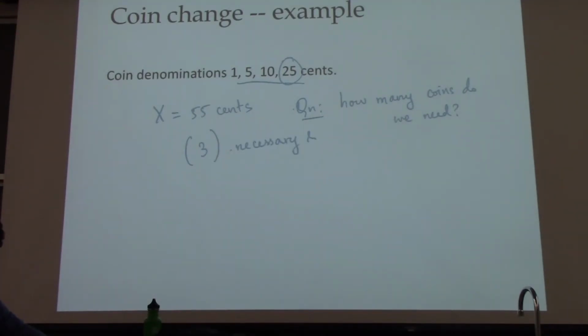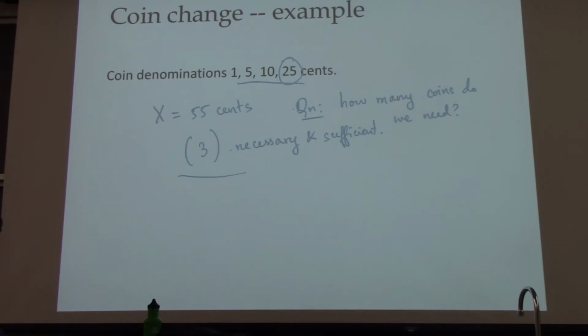Necessary and sufficient. So in this case, why are 3 necessary? Because 2 is obviously not possible. Okay, so 3 is necessary. So this is an easy case. You have something like this and do it.